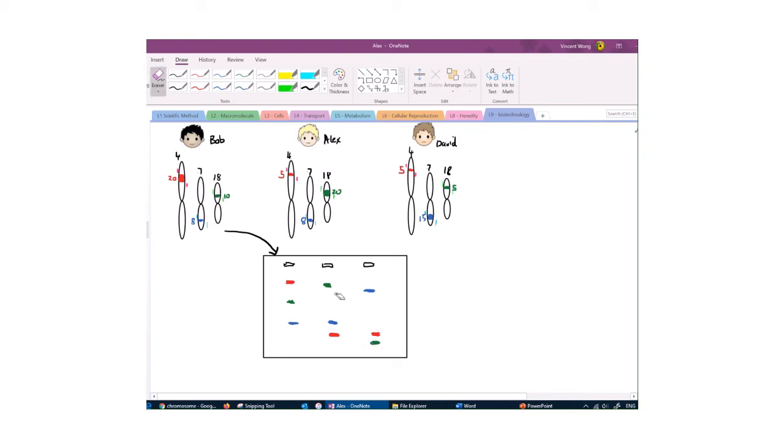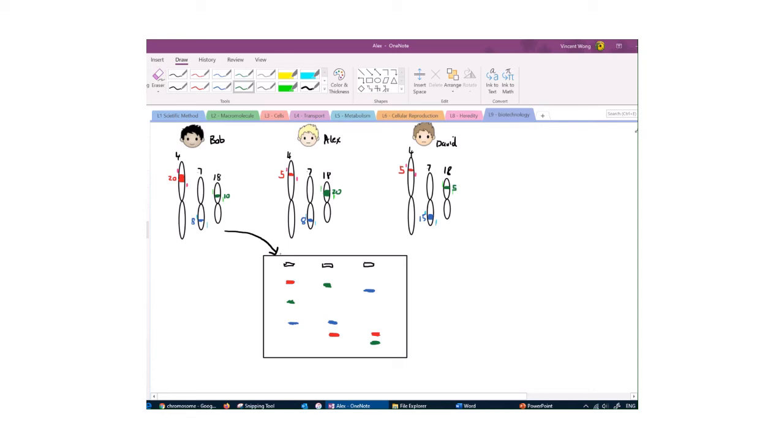Okay, so by looking at the location of the band, everybody is going to have a unique pattern, and so you will be able to compare the pattern to determine whether or not the samples are from the same person. If the patterns are not the same, then you can say with high confidence that they're not from the same person. And in reality, we're not just going to be looking at 3 bands.